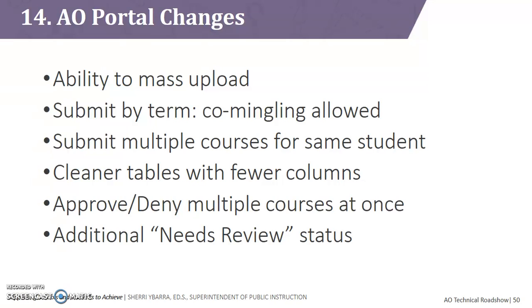So for example, if the credit number is incorrect, or maybe the title of a course is incorrect and a college catches that, they'll put it in that status and make a little note to say the credit number of this course is not correct. Please edit it and then approve as necessary. That way someone at the district level could see exactly which courses need to be looked at again. So those are some of the portal changes coming up.